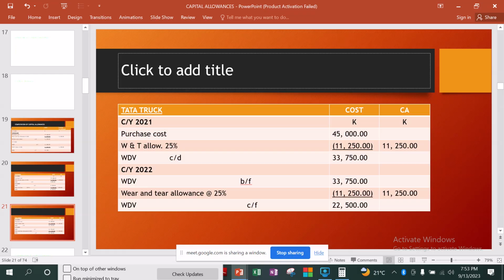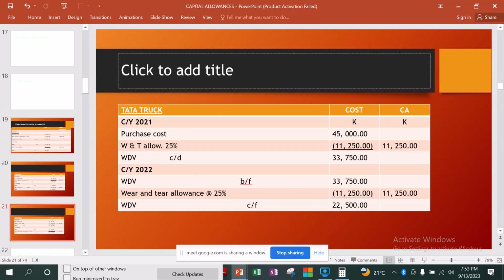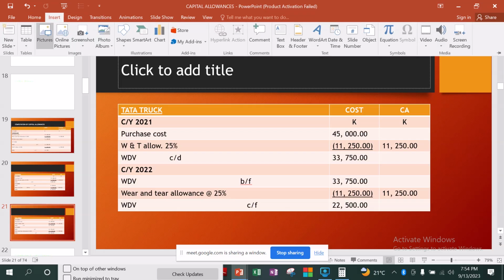Okay, now we are in 2022. Remember that in 2022, particularly January, we bought some furniture. So this is an additional capital expenditure, furniture, which falls under implements, plant and machinery. So we are going to show how we calculate the capital allowance for this particular implement, plant and machinery. So let's look at how we go about this one.